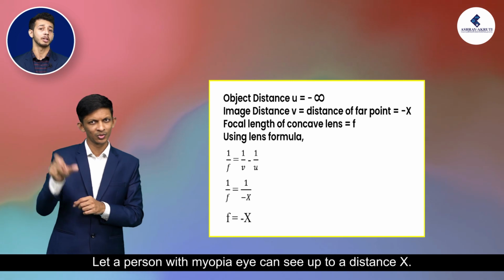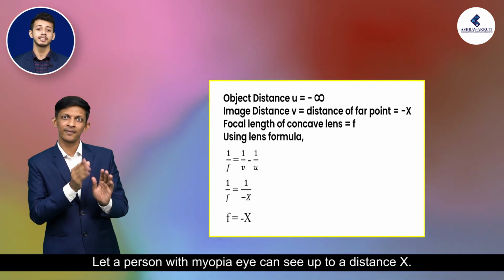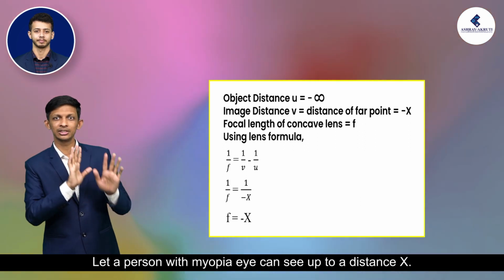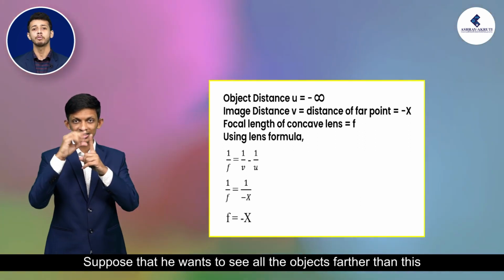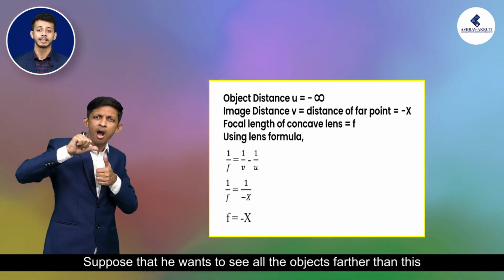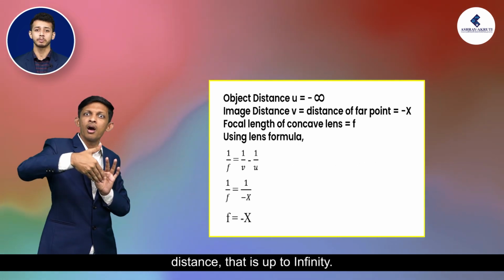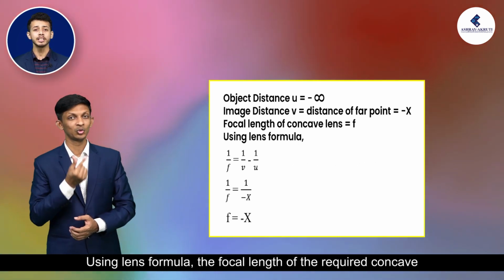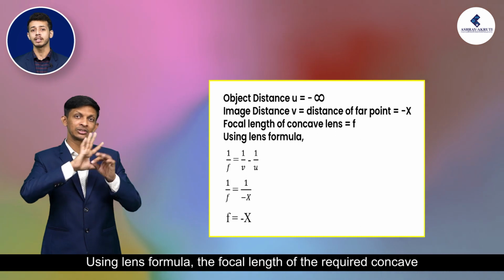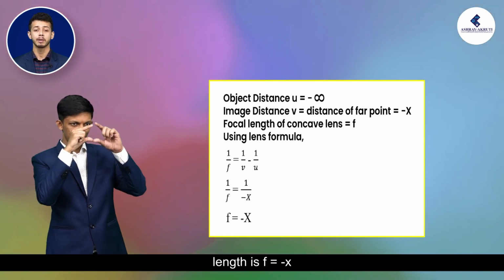Let a person with myopic eye can see up to a distance x. Suppose that he wants to see all the objects farther than this distance, that is, up to infinity. Using the lens formula, the focal length of the required concave lens is f equals minus x.